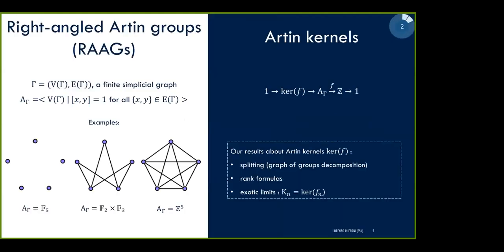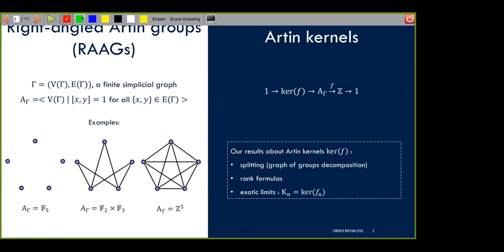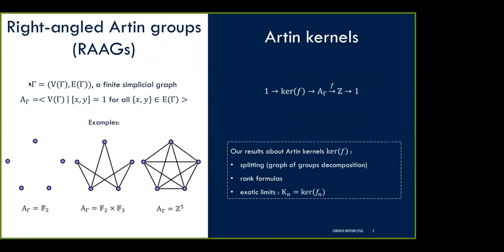I'm going to start off just with definitions. These groups are very easy to define, so I hope that definition is going to be understandable. So these are groups defined by a finite graph. So that's my starting point, just a bunch of vertices and edges. And I'm going to associate a group to that in the following way. I take all the vertices as generators for my group, and then I make two generators commute if and only if the corresponding vertices are connected by an edge.